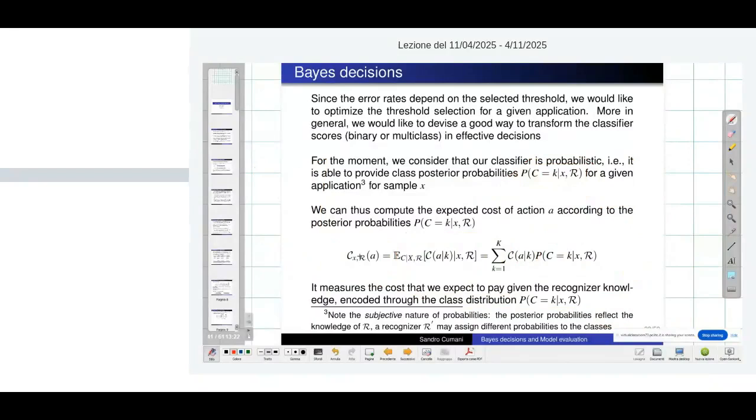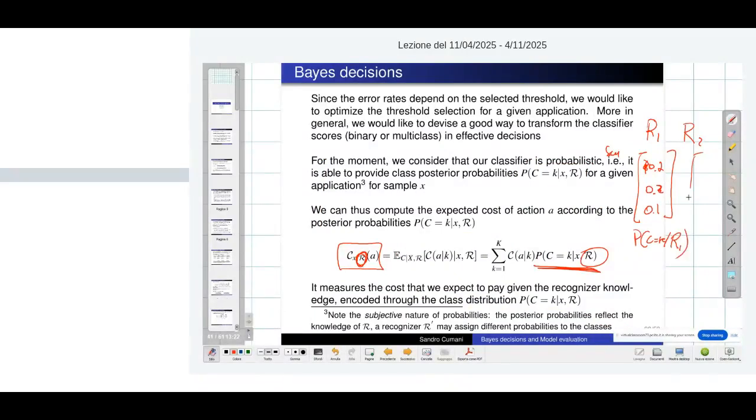Notice that all this depends on the recognizer. It's the expected cost according to recognizer R. Two recognizers R1 and R2 may give me different posterior probabilities. The first one may, for example, give me for sun 0.7, then 0.2 for snow, 0.1 for rain. These are posterior probabilities given R1. The second one, for the same sample, may give me different values. These are the posterior probabilities according to classifier R2.